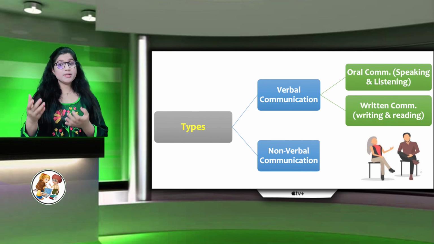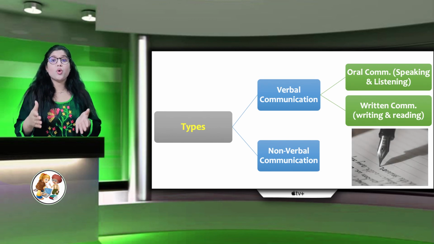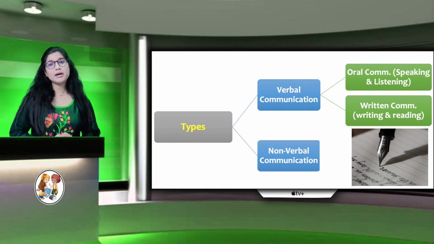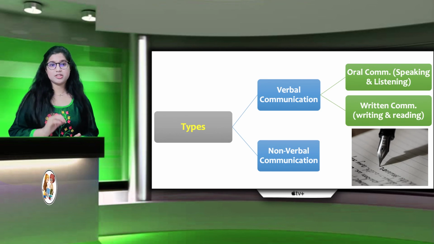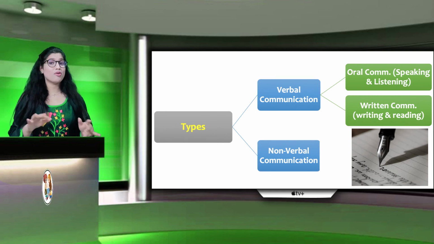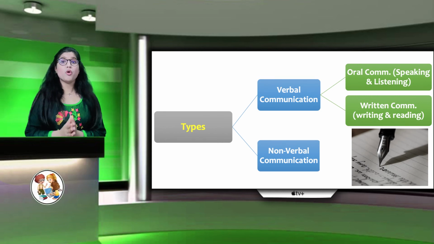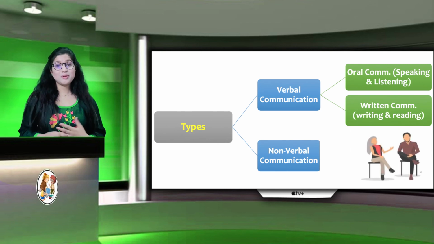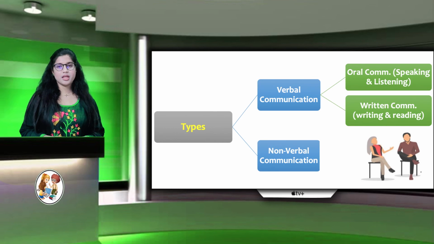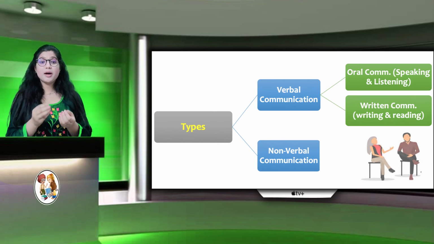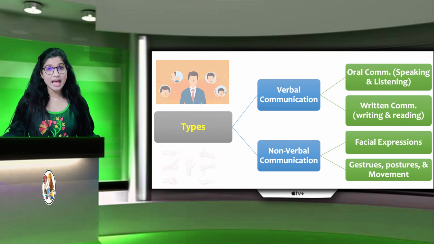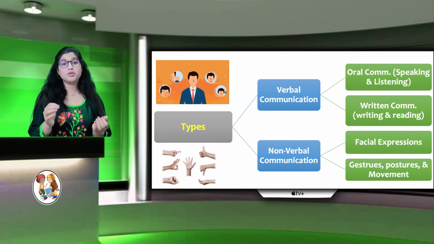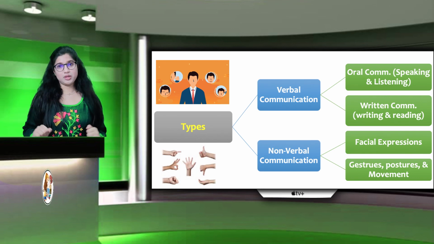Some forms of verbal communication are written and oral communication. Examples of written communication are letters, texting, or writing an email. Examples of oral communication are face-to-face conversation, speeches, or radio. Now, non-verbal communication is the use of body language to convey a message. One main form of non-verbal communication is body language.